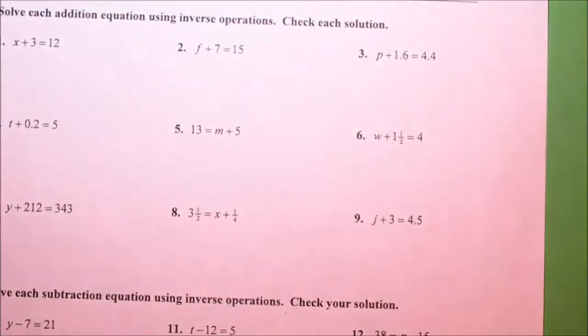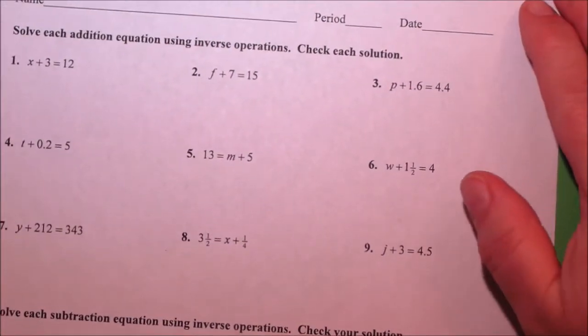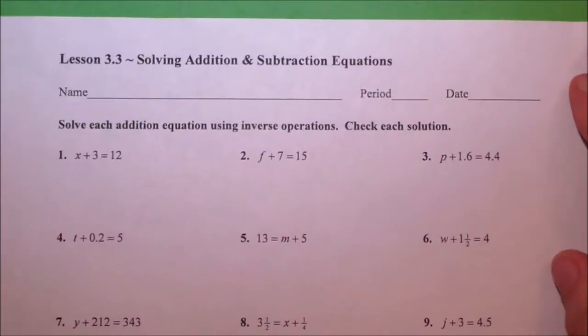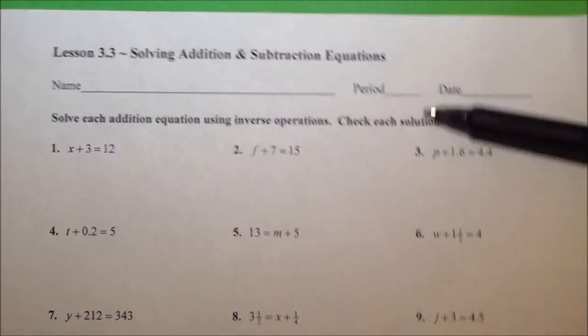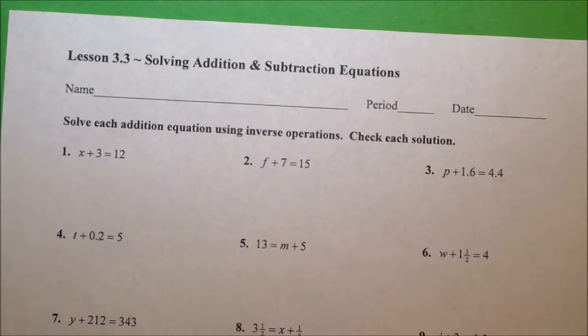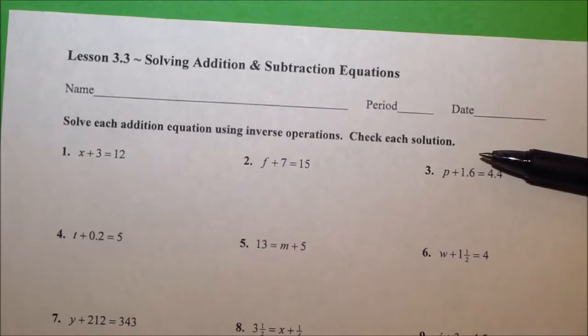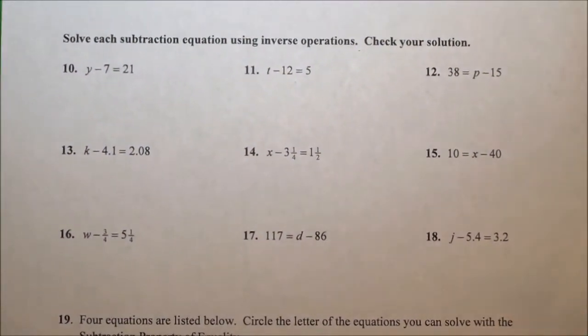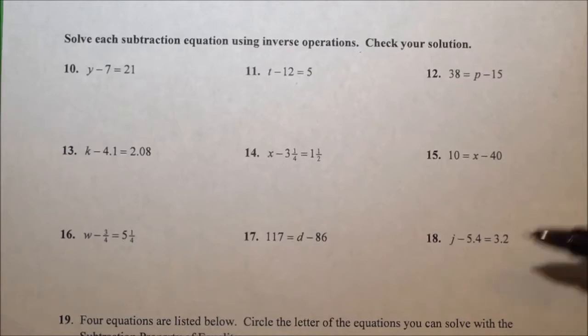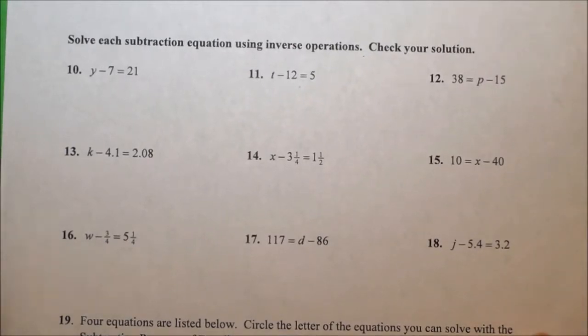Let's take a quick look at our worksheet for this lesson. So our worksheet is a shortened combination of what you would see in 3.3 and 3.4. So the first part is using the inverse operations on addition equations, and check your solution, every single one. And then the second part is using the inverse operation on subtraction problems and checking your solution. All right, so just like we did in the notes, you've got examples for both types of problems.